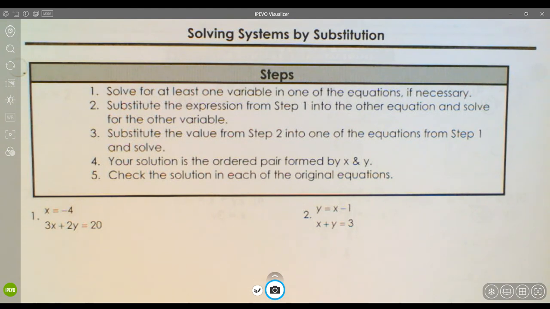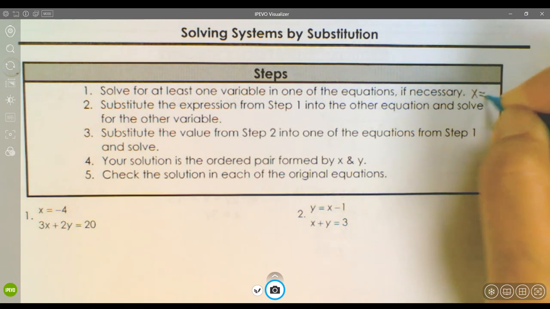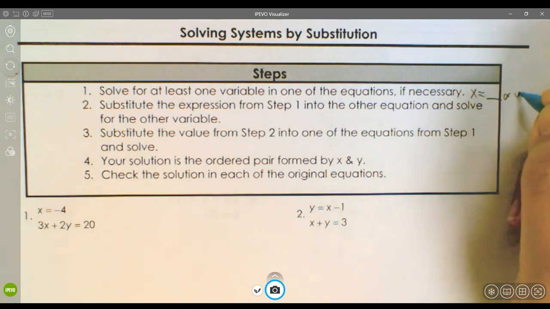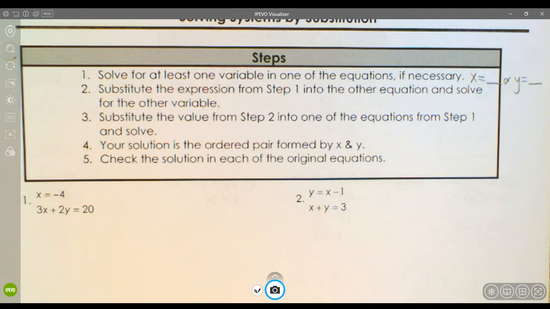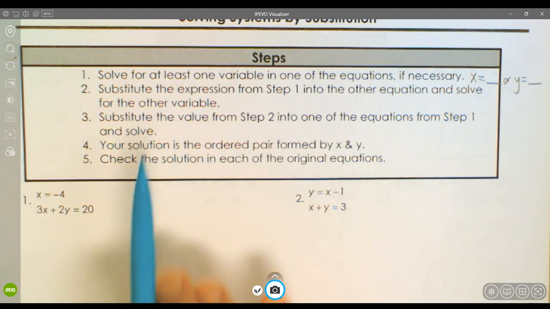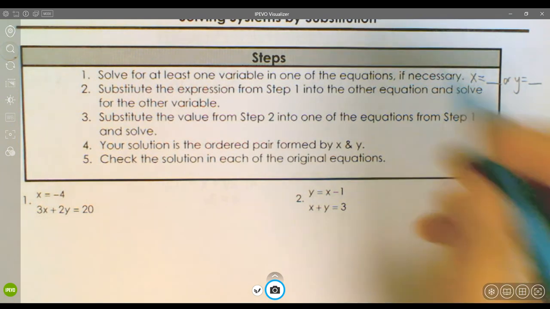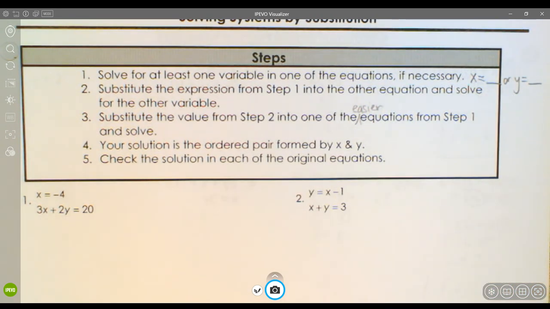So whenever we solve by substitution, you want to solve for at least one variable. You need either x equals something or y equals something. Once you have isolated that variable, you will substitute the expression from step one into the other equation. When you do that, you should only have one variable, and you will solve for that variable. And then whatever answer you get, you'll substitute back into one of the equations, and I usually pick the easier equation, and you're going to solve.